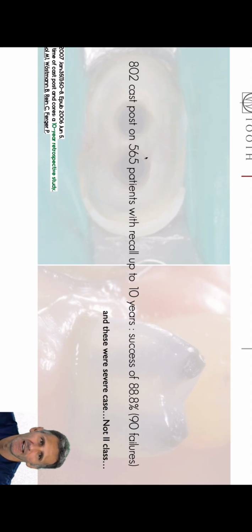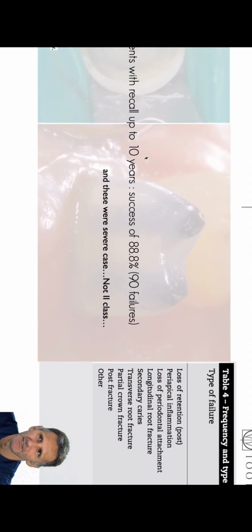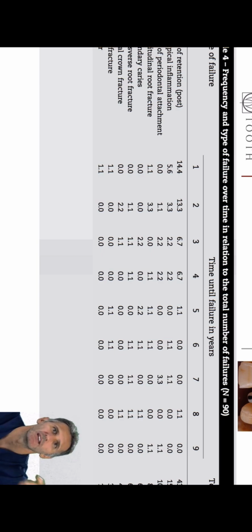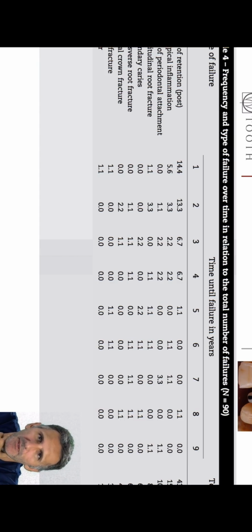Survival time of cast post and core at 10-year retrospective studies. And moreover, this 90% is even more. Because if you look at this table, what do we see? We see that the main failure that they had was at the first year, look, loss of retention, first year and second year. The main problem that they have is loss of retention post, 14.4 and 13.3 in the first and second year.